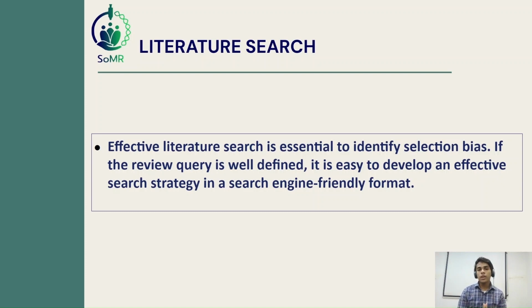So if the review query is well defined, it is easy to develop an effective search strategy in a search engine friendly format. In a narrative review, as you know, we do not have a well-defined structure of what we want to discuss. It's basically different roadmaps leading to different directions, and it's a broad scope of discussion. But even in that broad scope, if you have your research questions well defined, you'll be more focused on what type of literature you are actually looking for.